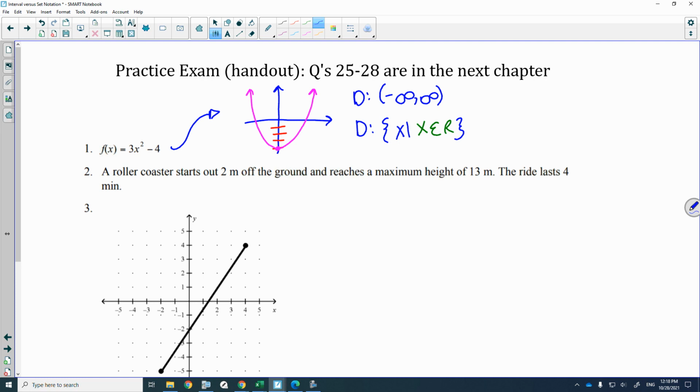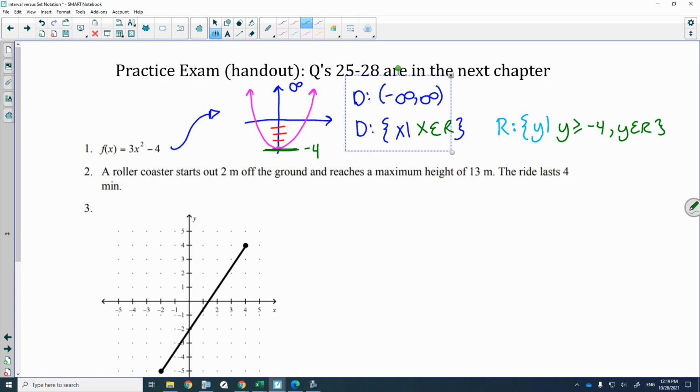Okay, the range. The answer is going to be in set builder, so this one we'll do in set builder. y is such that, this y, if I said what's the maximum y value, you should say infinity. What's the minimum y value? This guy right here at negative 4. Is your graph greater than negative 4 or less than negative 4? Greater. y is greater than or equal to negative 4, y belongs to the reals.